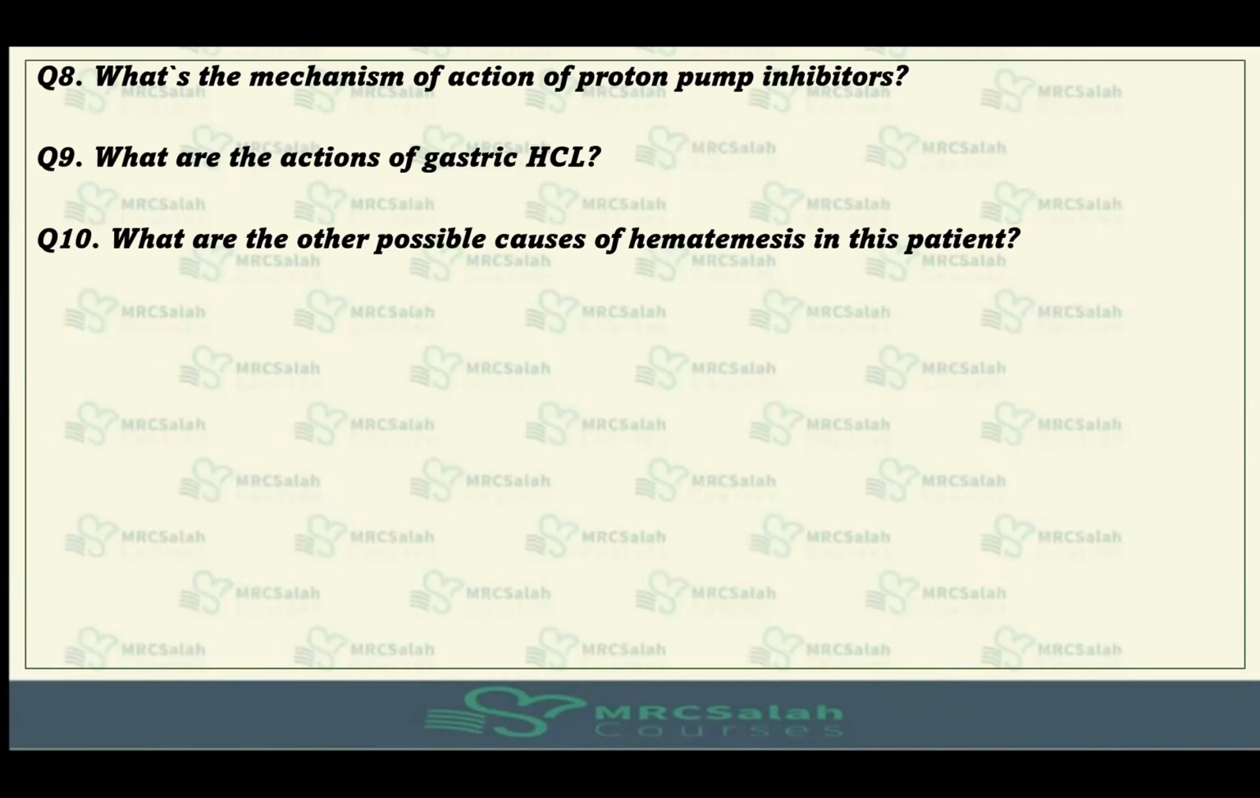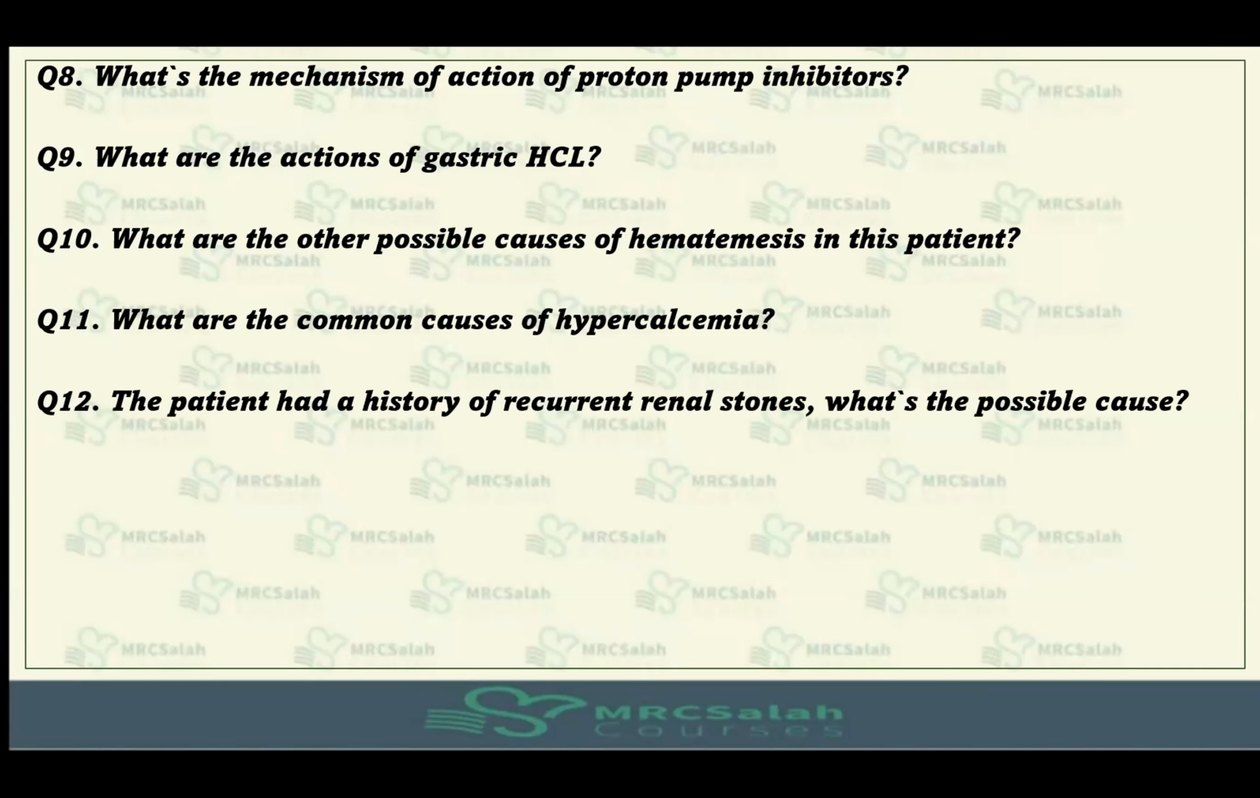Okay, what are the other possible causes of hematemesis in these patients? Hypercalcemia, which induces production of gastrin and induces production of HCl. Okay, great. What are the common causes of hypercalcemia in general? Hyperparathyroidism, malignancy, renal failure. Yes, great. The patient had a history of recurrent renal stones. What is the possible cause in this case? Hypercalcemia. Yes.